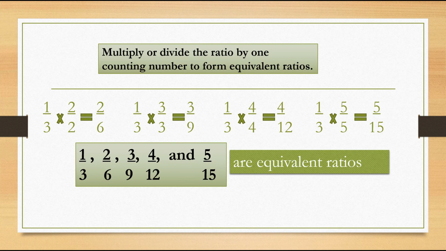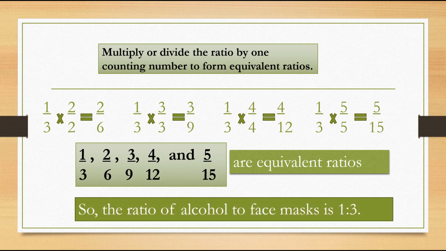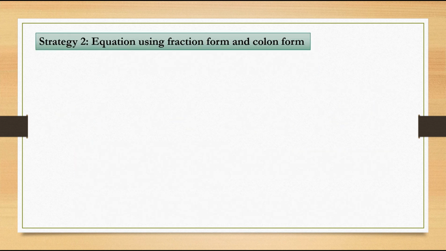Ayan yung ating given numbers. By multiplying with the counting number, nakuha natin ang kanilang equivalent ratio. So, the ratio of alcohol to face mask is 1:3. Now, we have another strategy. Pwede rin natin gamitin itong ganitong paraan sa pagkuha ng ating equation using fraction form and column form.